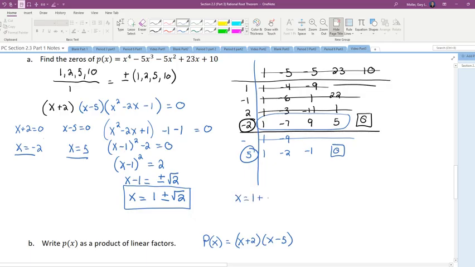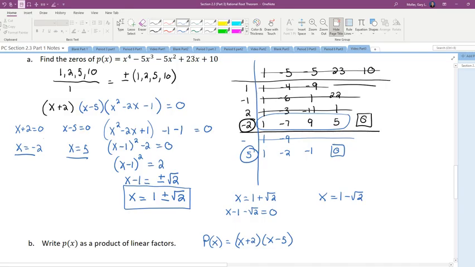1 plus the square root of 2. I'm going to separate it from 1 minus the square root of 2. And I'm going to do exactly the same thing I did above. I'm going to make it so it equals 0. So I'm going to subtract 1, and I'm going to subtract the square root of 2.